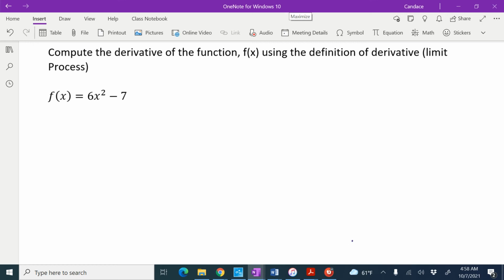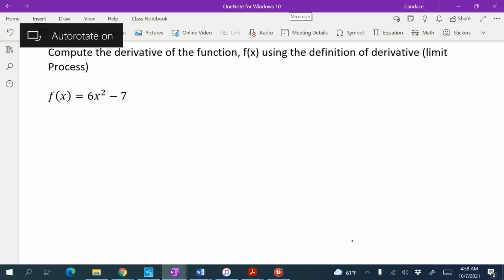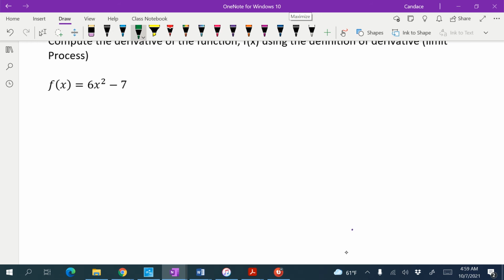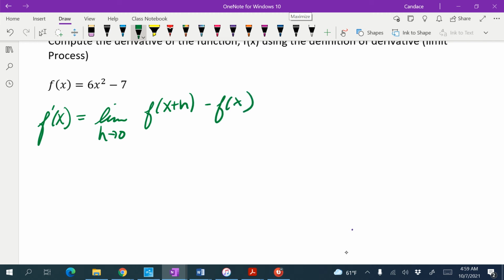In this video, we're going to talk about computing the derivative of a function using the definition of derivative, or what we call the limit process. So the first thing that we do is we are going to write out the limit definition. So f prime of x equals the limit as h approaches 0 of f of x plus h minus f of x all over h.